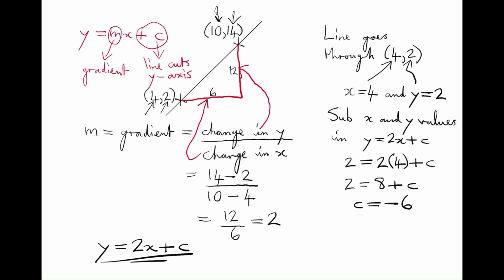So we now know that the equation of this straight line is y equals 2x plus c, but we now know that c is minus 6. So our answer is y equals 2x minus 6.